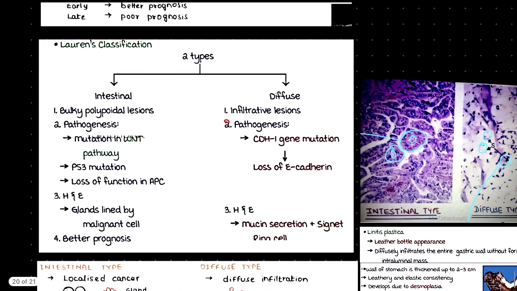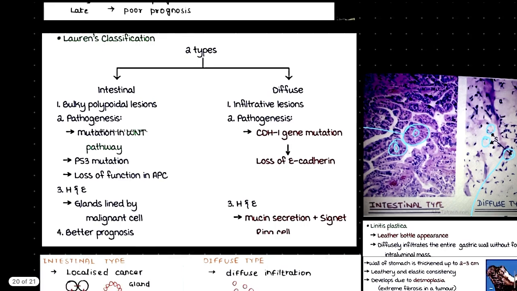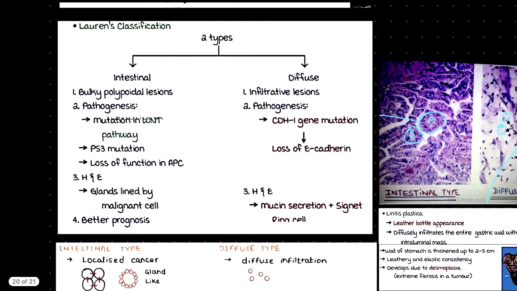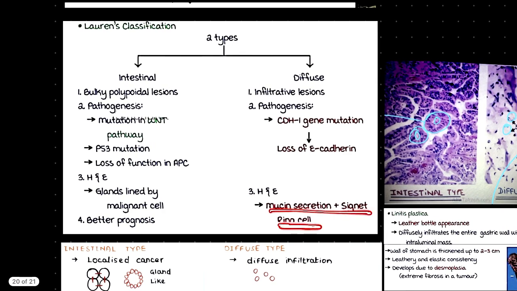Similarly, talking about pathogenesis of diffuse type, we have CDH1 gene mutation. Now what is this CDH1 gene mutation doing? It is causing loss of E-cadherins, right? And these E-cadherins normally hold two cells together, so as a result there will be diffusion of our tumor cells. Now H&E stain shows glands lined by malignant cells, yes, and it has a better prognosis because they are localized. Here H&E stain shows mucin secretion and signet ring cells, yes, we know that, right? And here the prognosis is poor.